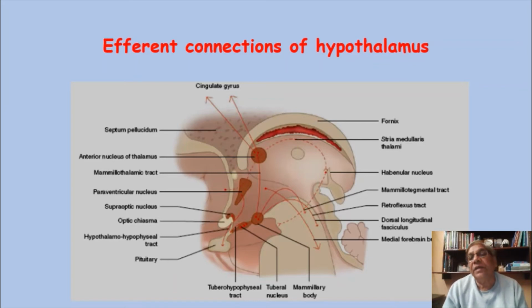It will also go to a parasympathetic motor nucleus, the dorsal nucleus of the vagus. These fibers from the medial forebrain bundle will go to the dorsal nucleus of the vagus, and then will also go to the solitary tract nucleus, which, though it is a sensory nucleus, brings the sensation of taste. So that nucleus will also be innervated by the efferent fibers coming from the hypothalamic nuclei.